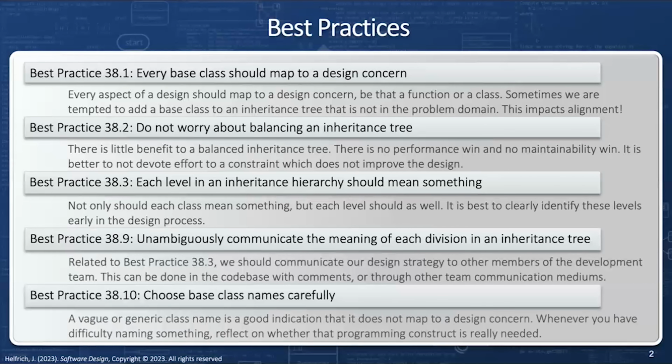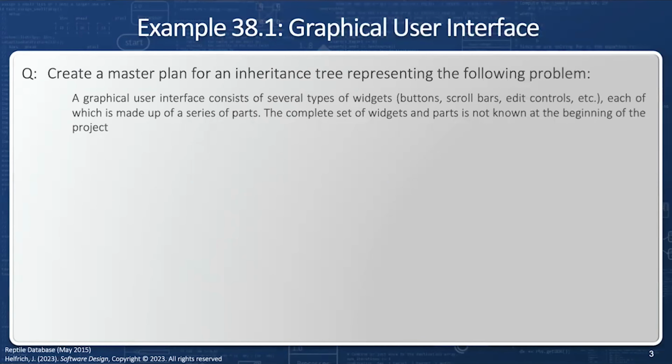And finally, choose base class names carefully. A vague or generic class name is a good indication that it is not mapped to a design concern. Whenever you have difficulty naming something, reflect on whether that programming construct is really needed or whether you really understand it.